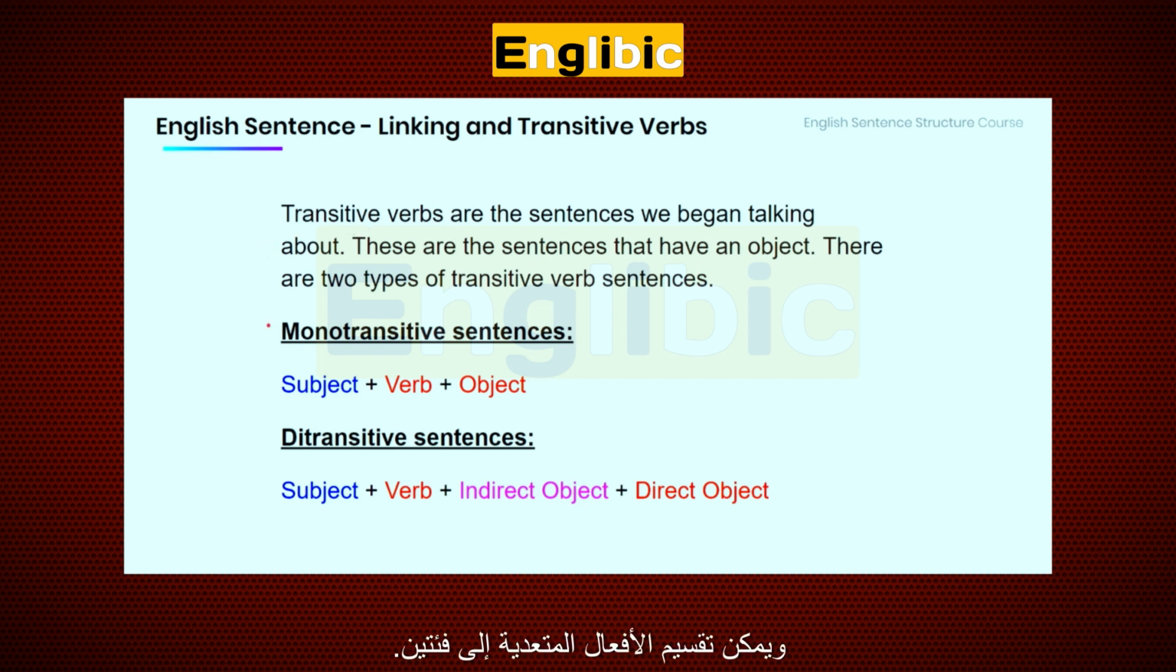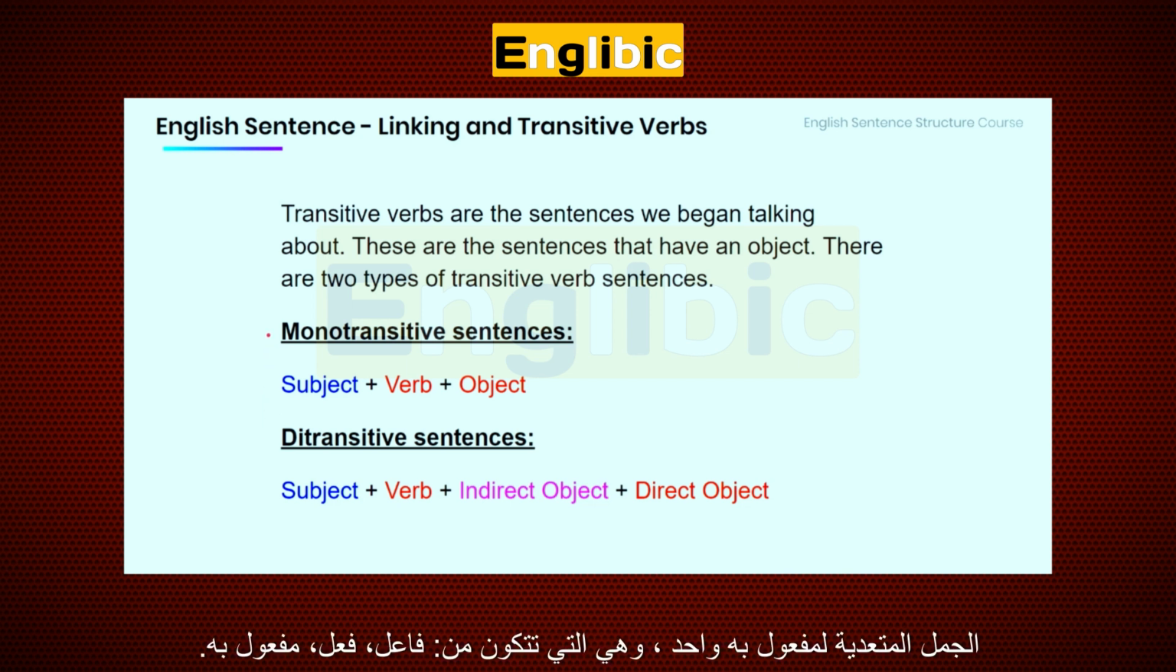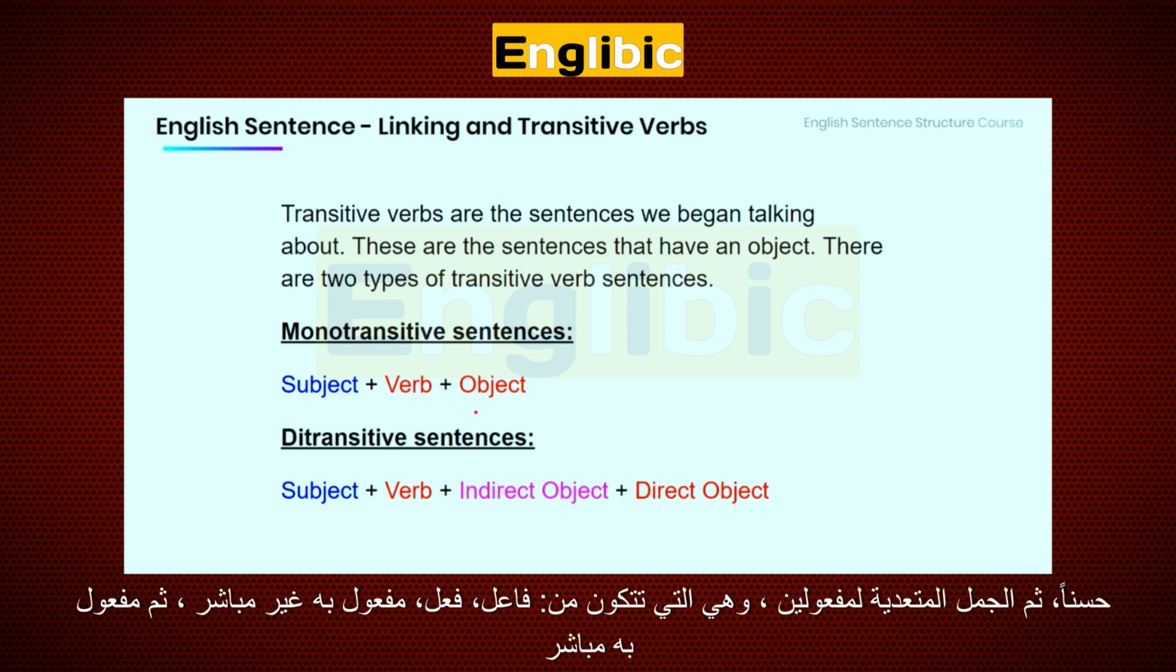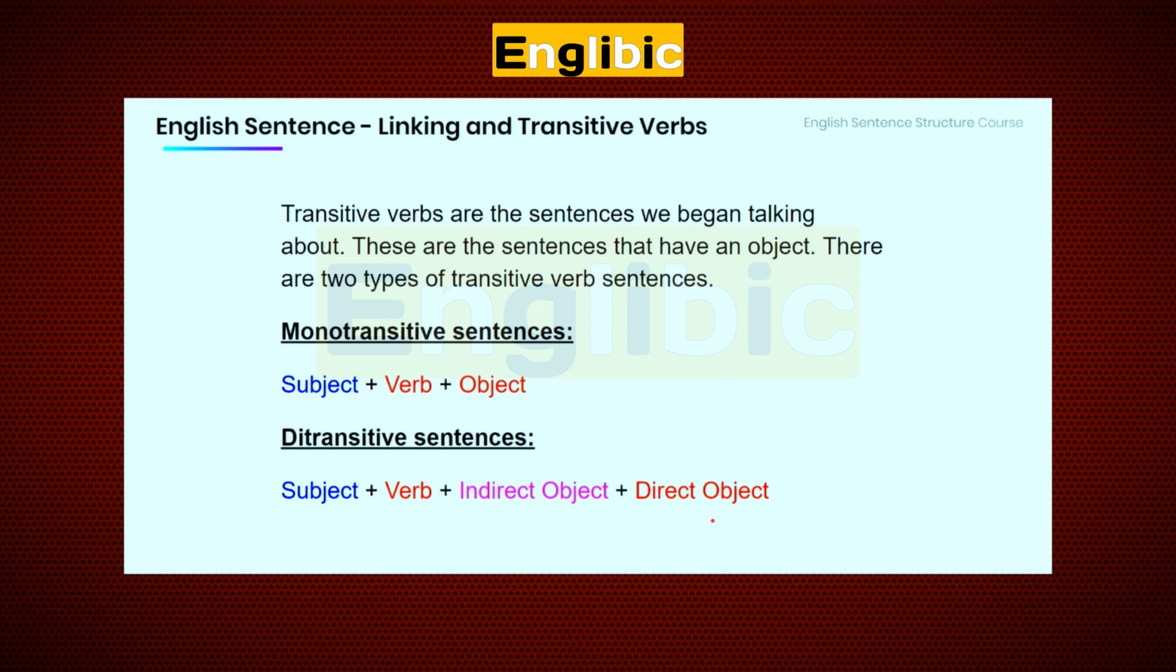And the transitive verbs can be broken into 2 categories. The monotransitive sentences, which are subject, verb, object, okay? And then the ditransitive sentences, which are subject, verb, indirect object, and then direct object. So here we actually have 2 objects.